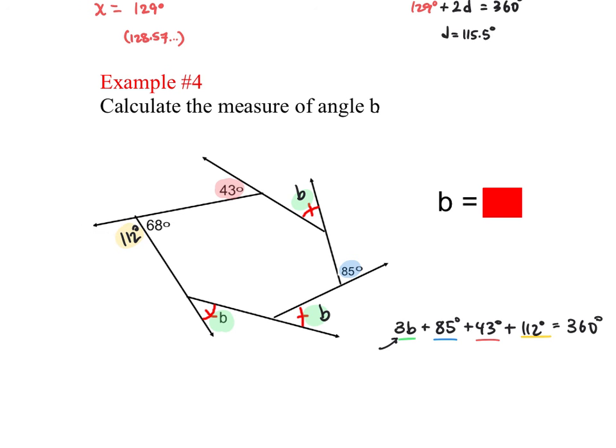Okay, so 85, 43, and 112 add up to 240. And then of course I've got three angle B's, not 36, but 3B. I'm going to subtract 240 from both sides. So 3B equals 120. It looks like B, if I divide both sides by 3, will equal, how about 40 degrees. Okay, there we have it. B is 40 degrees.